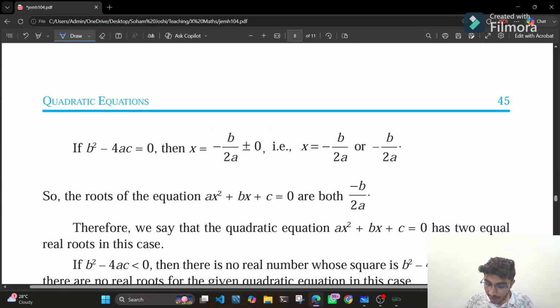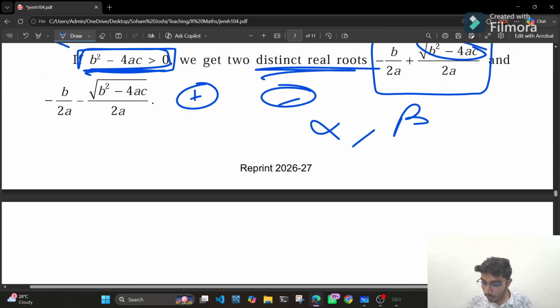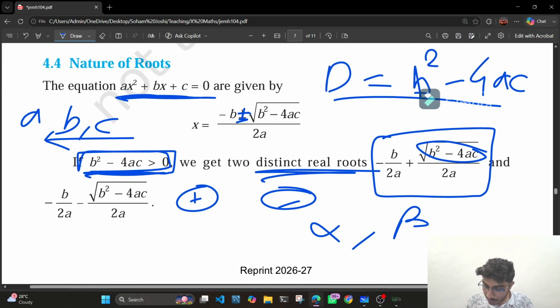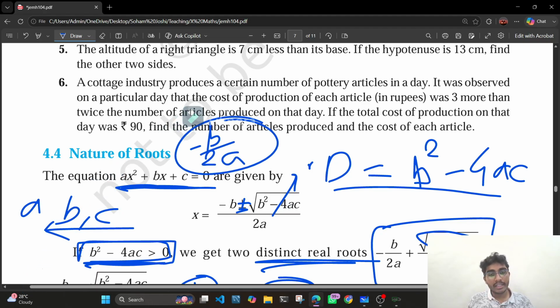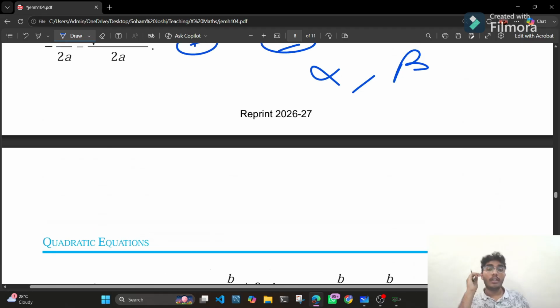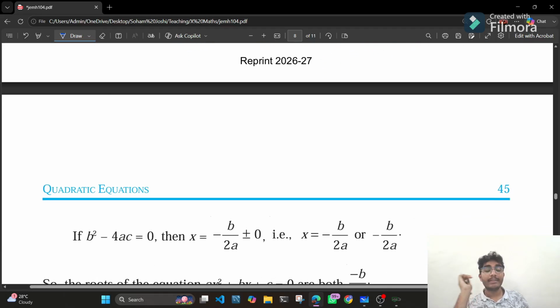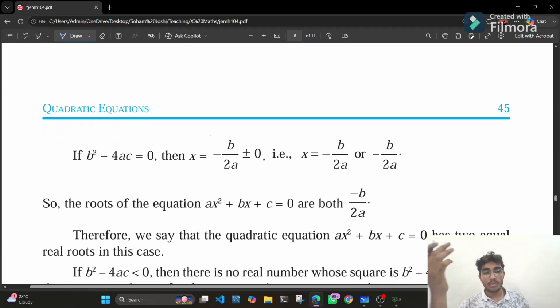Next, we have if b square minus 4ac is equal to 0. If this part over here becomes 0, we are left with minus b upon 2a only, right? So basically, for both the roots, we'll get the same roots, right?